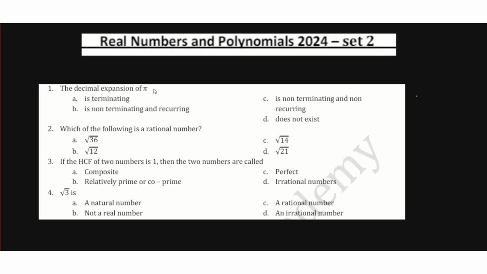The decimal expansion of pi is irrational, so it is non-terminating and non-recurring. Which of the following is a rational number? Root 36 is actually 6, so it is a rational number.